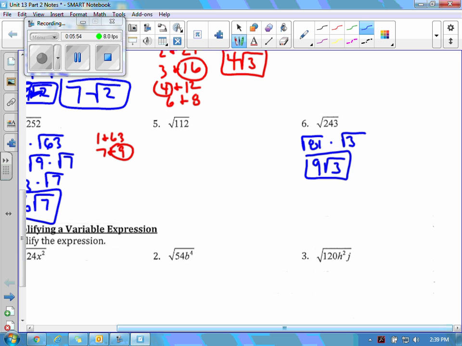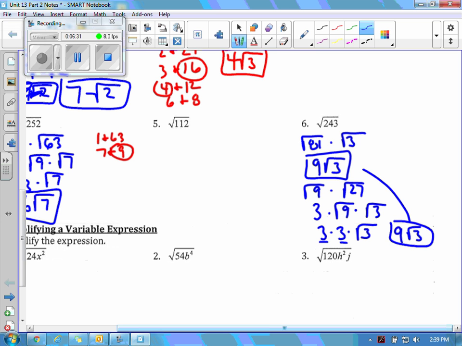9 root 3. But again, let's say I didn't know that 81 goes into 243, but I did figure out that 9 goes into it. So I could have done the square root of 9 times the square root of 27, because 9 and 27 are factors of 243. The square root of 9 is 3, and then 27 I would have to split into the square root of 9 times the square root of 3. So I have 3 times 3 times the square root of 3. I would multiply the outside 3's together and get 9, and leave the last one inside. So either way, I get the same answer.